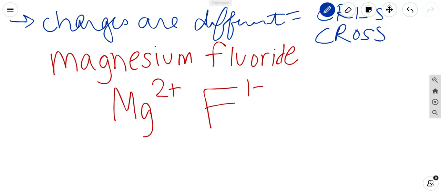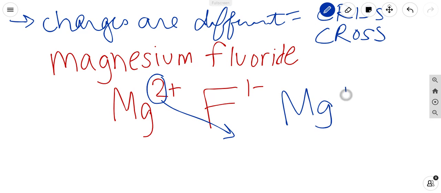So you take the charge and you make it a subscript. So this would be MgF2. Okay, remember we don't cross any pluses or minuses, any charges.